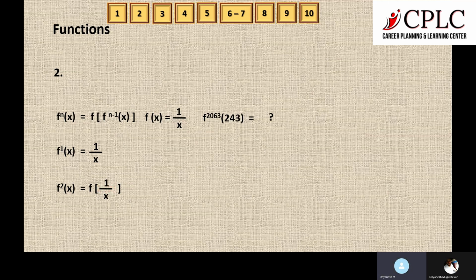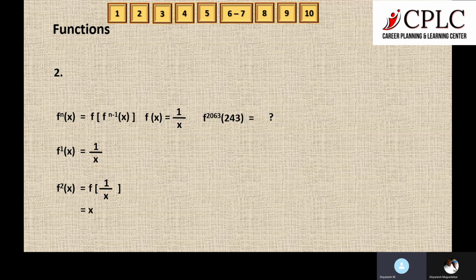So what does that mean? The function does what? Whenever your input is x, the output is 1 upon x. But now we are not supposed to find out f of x. We are supposed to find out f of 1 upon x. And for f of 1 upon x, the input is not x anymore, but it is 1 upon x now. So obviously the function does the inverse or the reciprocal of the input. So if the input is 1 upon x, the reciprocal of that will be x. And that gives us the value of f2 of x as x.